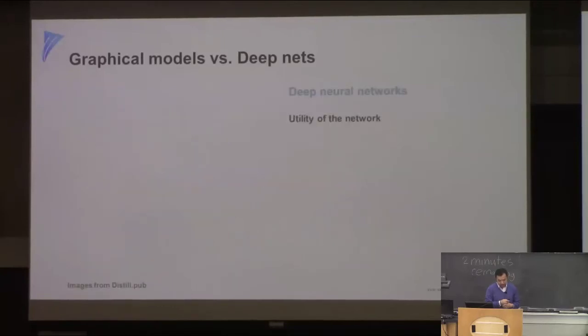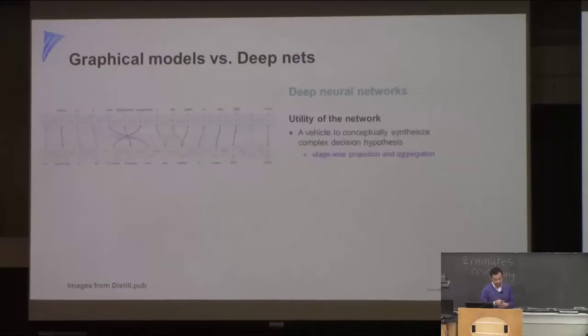Let's look at the other side, the utility of the graph, the network, in a neural network. Well, first of all, it is a vehicle to conceptually synthesize a decision hypothesis. That's similar to what we do in graphical models in synthesizing the loss function. But here, it's about a decision process that I have to do, not necessarily a loss function defined globally. So it tells you how to move from the input to the output, synthesizing different inputs by different weights, and then how they connect to each other to combine into the next layer and so forth. So it's a stage-wise projection and aggregation.